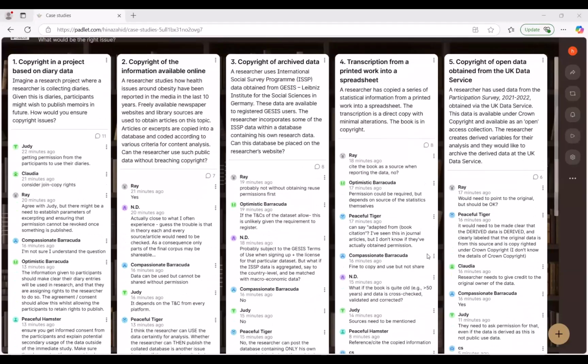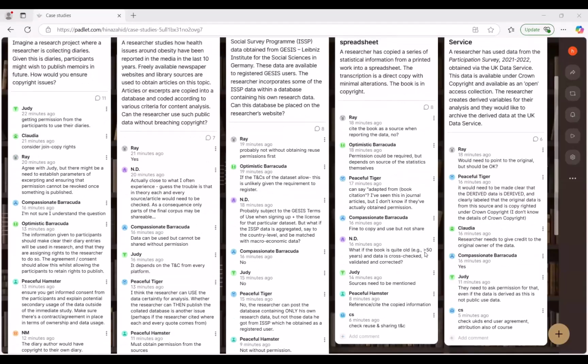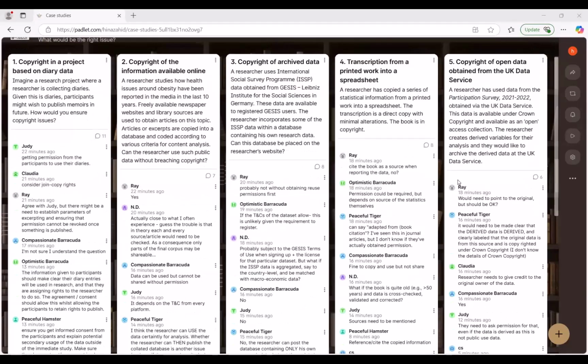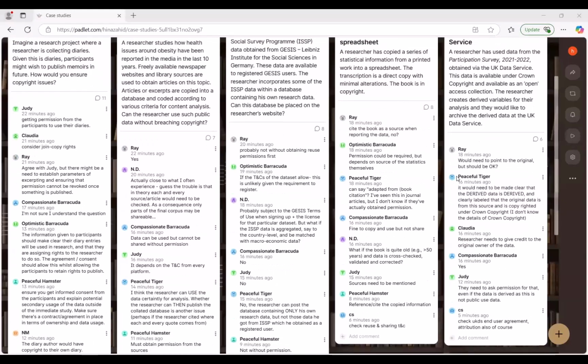And the fifth scenario was about the copyright of open data obtained from the UK Data Service. So, here again, you would need to point to the original source. And if it is open data, I think you just need to check the terms and conditions.